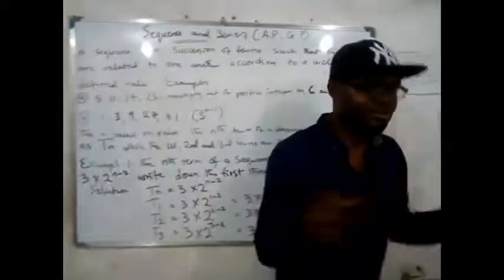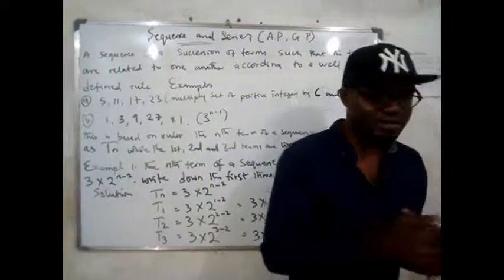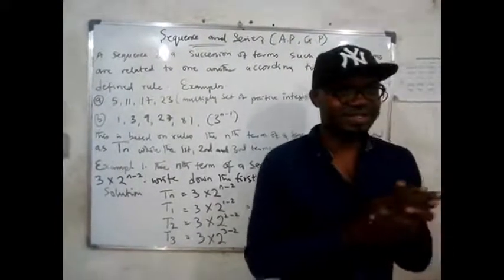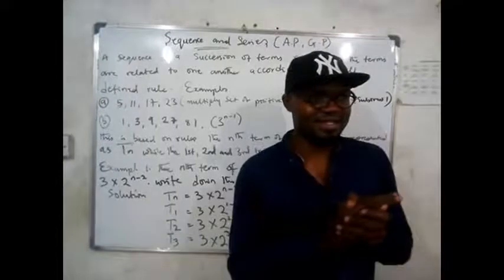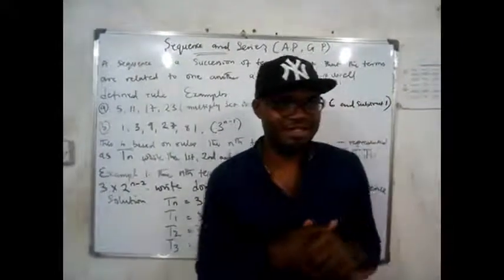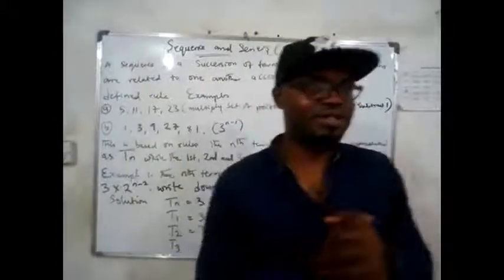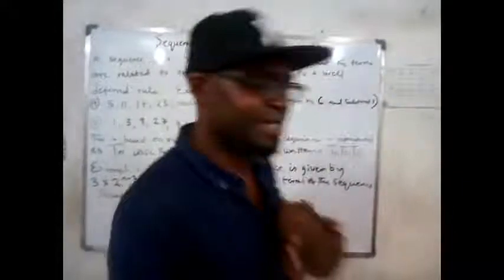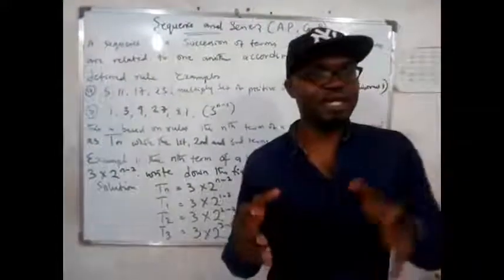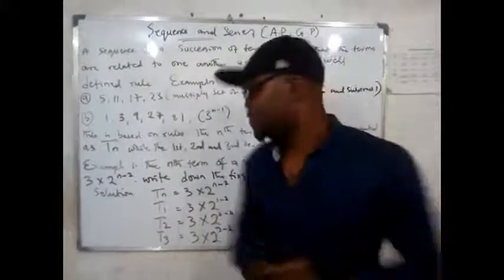What do we understand by the term sequence? A sequence is a succession of numbers, or you can call it a succession of terms that obey a well-defined rule.